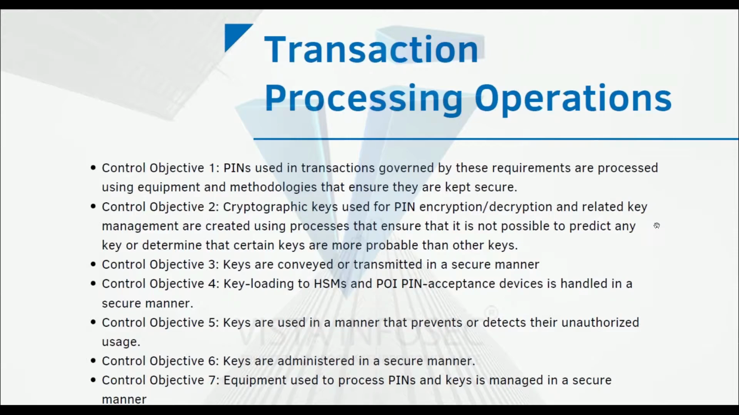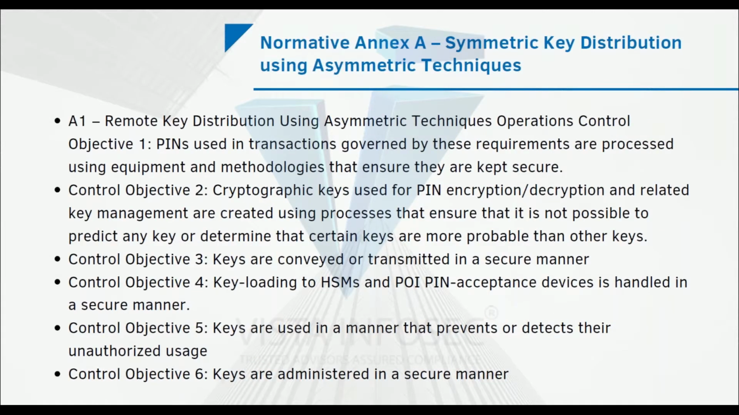Okay, so this is for transaction processing operations, and if you look at normative Annex A, within that there is A1 and A2. This is for remote key distribution using asymmetric techniques. So this is again what applies to you, Yarod. You should give it a look. Normative Annex A, section A1, remote key distribution using asymmetric techniques.